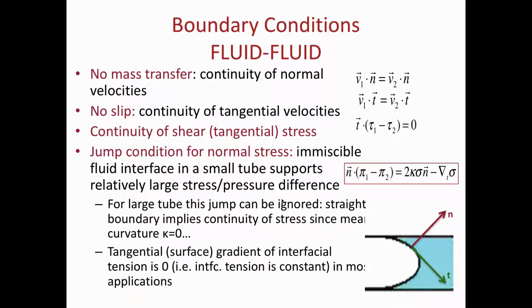So for very large tubes or whatever, this curvature of the interface, since my curvature is 1 over r, at some point r is large enough that I can just zero it out. So I'm not going to account for this jump. The jump exists, but it might be just too small compared to the rest. So if you have larger tubes, you're going to ignore that. If you're inside a porous medium, you have very small tubes, so you can't necessarily.